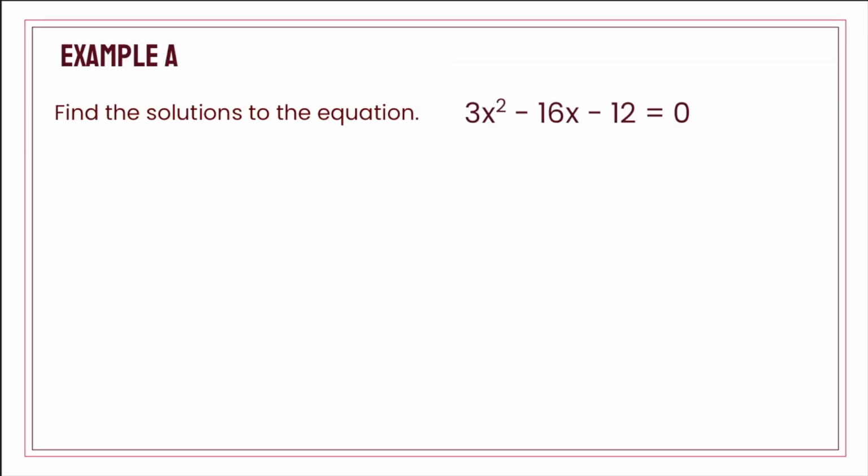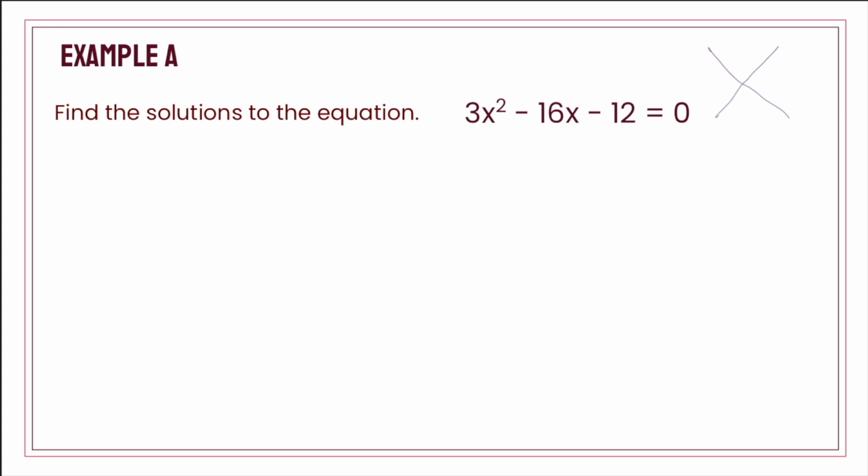All right, here we are at example A, and it says find the solution to the equation 3x squared minus 16x minus 12. So first, we've got to check to make sure that it's equal to 0, which it is. Then we've got to see if we have any common factors between 3, 16, and 12, which we do not. So we're going to go ahead and use our factor puzzle. So I'm going to draw my factor puzzle up here.